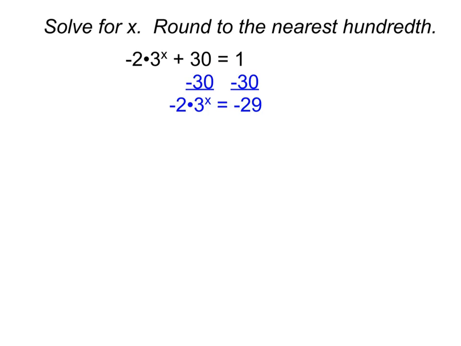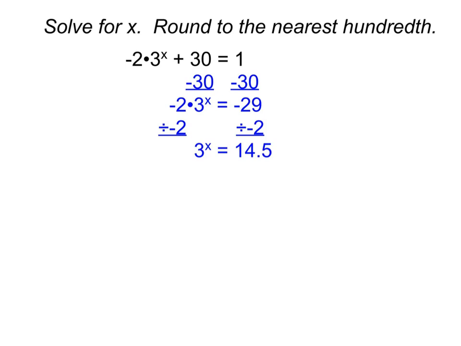So if I subtract 30 from both sides, I now have -2 times 3 to the x equals -29. And since that is a -2 times 3 to the x, I'm going to get rid of that -2 by dividing both sides by -2. And when I do that, I then have 3 to the power of x equals 14.5.